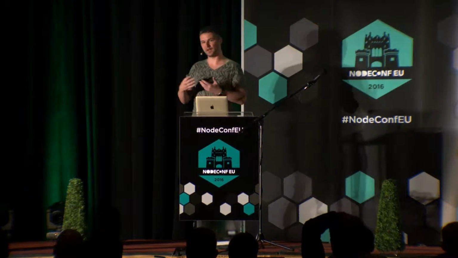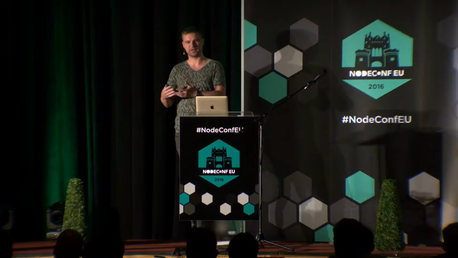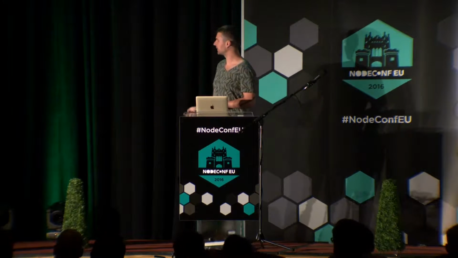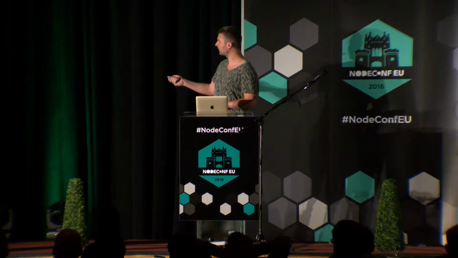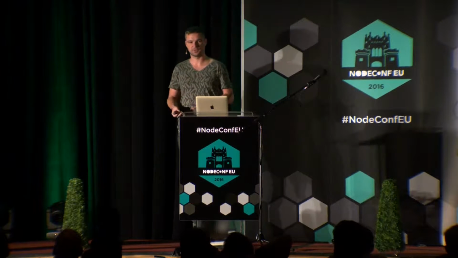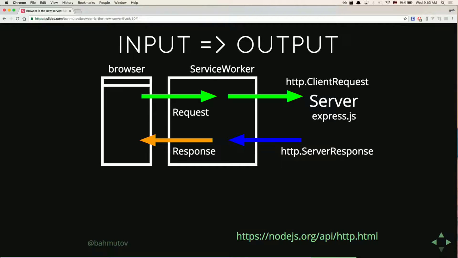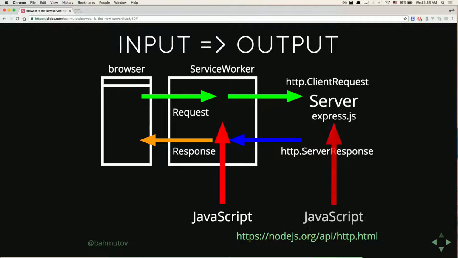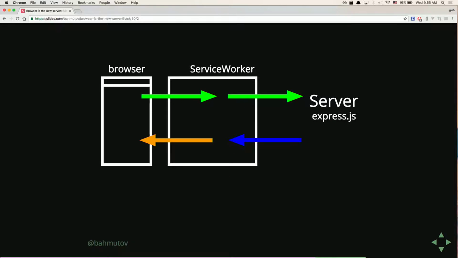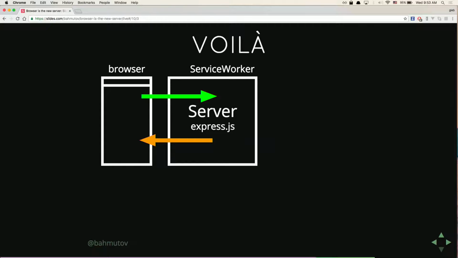Inside the service worker, the objects that you get are HTML5 request and response. Let's say you run Express.js or any Node.js server. So you use the HTTP built-in client request and server response. Well, you're running JavaScript right here. You're running JavaScript right there. Well, you can take that server and just move it right inside the service worker. Nothing's stopping you. It's just JavaScript.